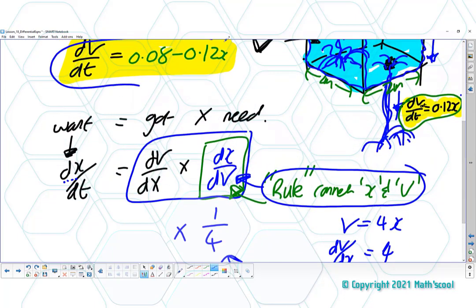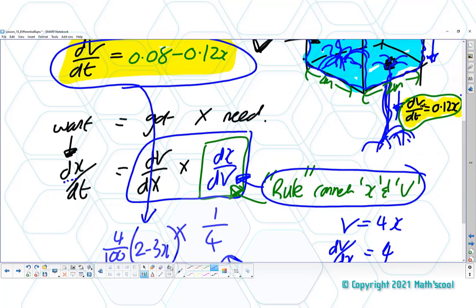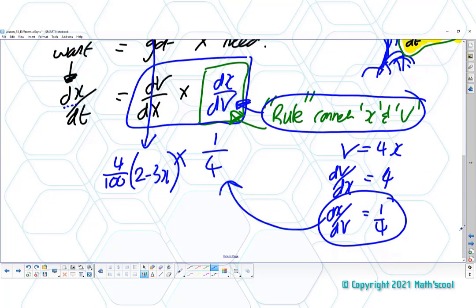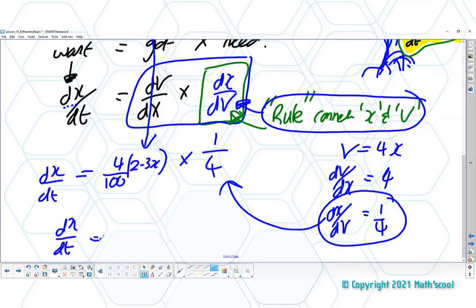And dv by dx is way up there, which is, I'll factorize it. I'll factorize out the 1 over 100 and the 4 over 100, and so that gives me 2 minus 3x. Oh, that looks a bit messy. Let me write that again. 4 over 100, 2 minus 3x, times a quarter equals dx by dt. Dx by dt equals, well, that will cancel with that, and so it gives me 2 minus 3x over 100.